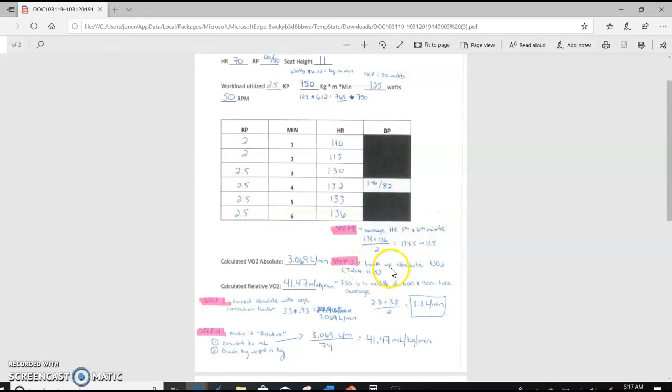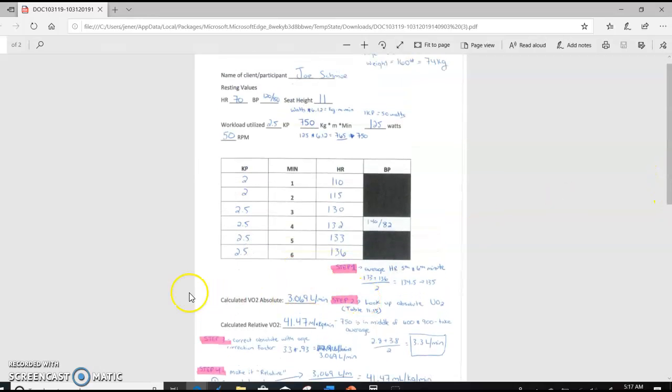Step 2 is looking up the absolute VO2. The information that you need is the fact that he ended at 2.5 kilopounds. All right, so 2.5 kilopounds, and how I converted that into watts and kilogram meters per minute was each kilopound is 50 watts. So I wrote that here for you. I apologize if I didn't write that in your notes, but I'll make sure that I put it up for you and I share this link.